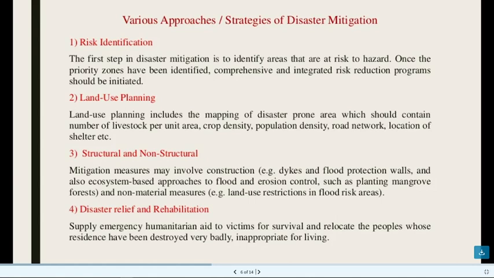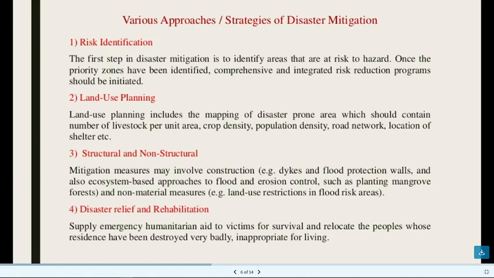Especially in the community that you belong to, you should identify what the possible risks are. If your community is located on the mountainside, what are the possible risks there? Landslide, if there is heavy rain for a long duration of time. So, land use planning includes mapping of the disaster prone area.